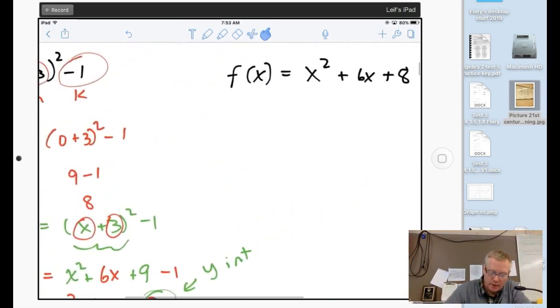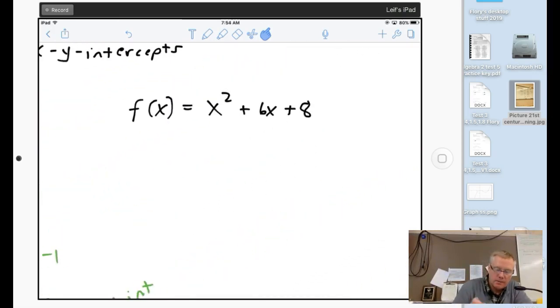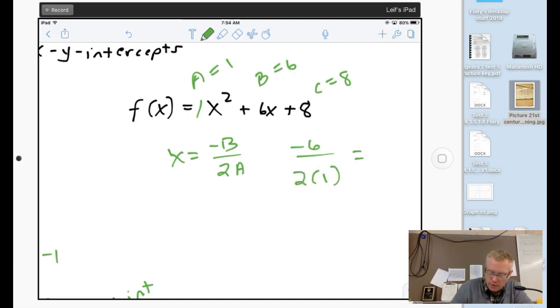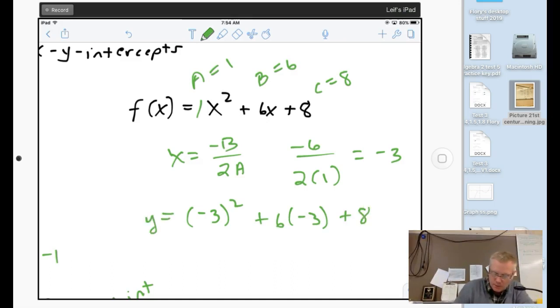Also, one more thing. If I gave you this instead, and you need to find the vertex, I'd go -b over 2a. Remembering a is 1, that's a. B is 6. C is 8. You're not going to use C, but if I go -b over 2a, that's -6 over 2 times 1, which is -3, and then I can plug in the -3 here, and I'll find out what the y-coordinate of the vertex is. So that's 9, that's -18, that's 8.